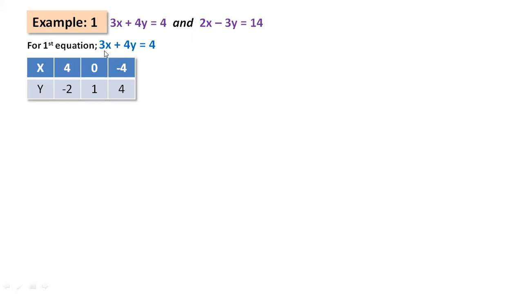When you put x value 4, 3 into 4 is 12, and when it goes here, 4 minus 12 will be minus 8. Minus 8 divided by 4 will give minus 2. And this solution you have to show, okay, here. And this calculation can be shown in the solution as well. As I told you just now, solution 1. This we can solve in this place as well.